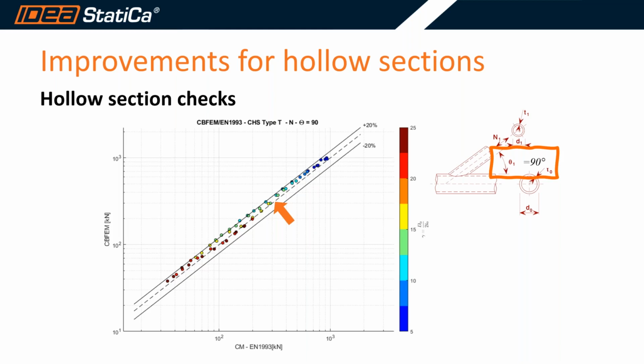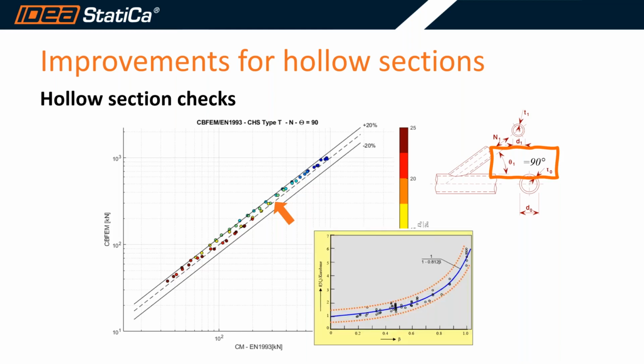It is also important to see that we have accepted a variation from the reference value of plus minus 20%, while we normally go for plus minus 5 to 10%, but this is in line with the nature of these results.